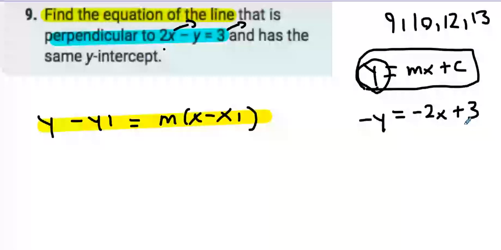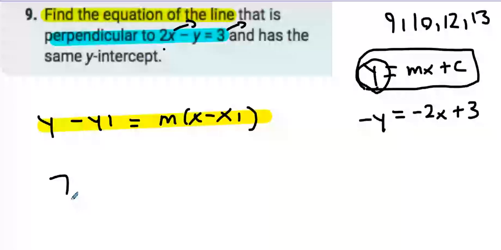I don't like the minus because I want it on its own. I don't even want the minus there. How do I change that? I did it twice today already. Multiply, change any minuses into pluses and any pluses into minuses. It's the same as multiplying both sides by -1.